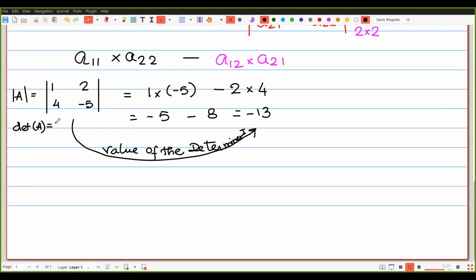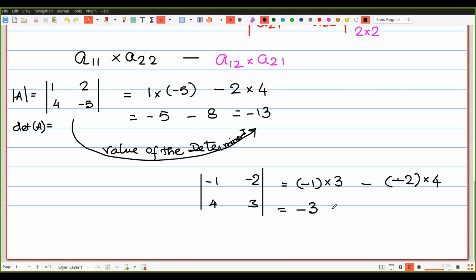Another small one. Suppose minus 1, minus 2, 3, 4. So that is minus 1 into 3 minus 2 into 4, or minus 3 minus of minus 8, that means plus 8, that means plus 5. That is the value of the determinant.